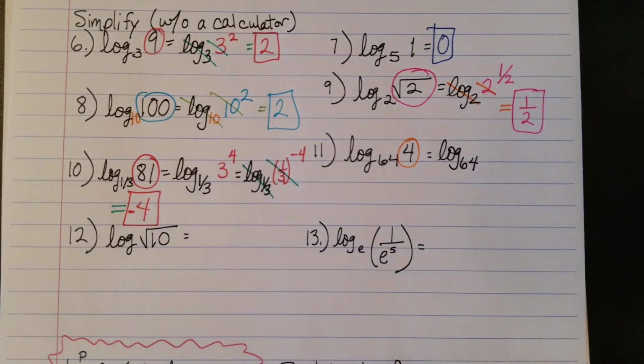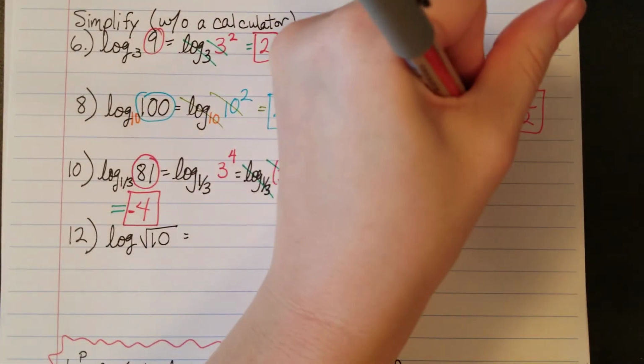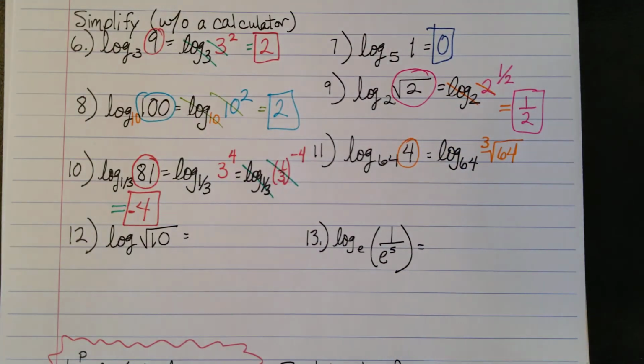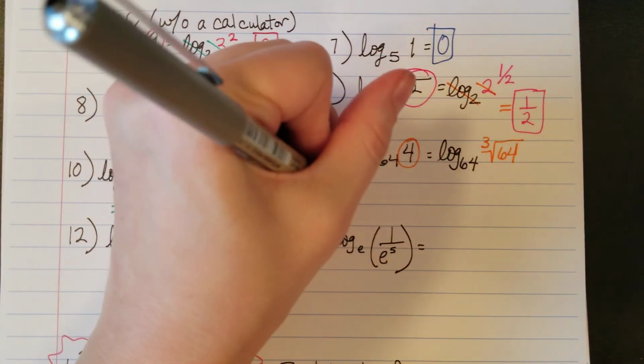Well, I know that 4 times 4 is 16, times another 4 equals 64. So that means that 64 is the same thing as 4 to the 3rd power, which also means that 4 is the same thing as the cubed root of 64, because 4 times 4 times 4 equals 64. So then we can write that. Remember, our goal is to write it as 64 to a power.